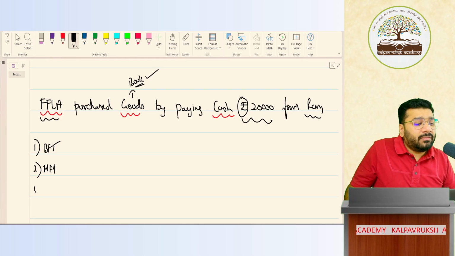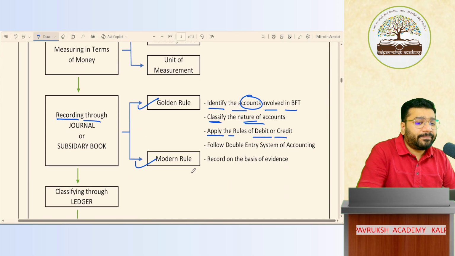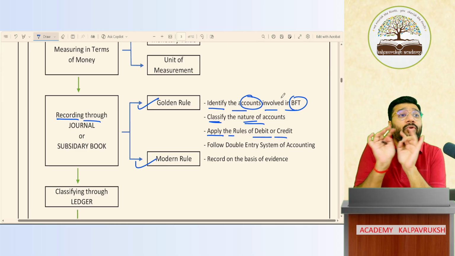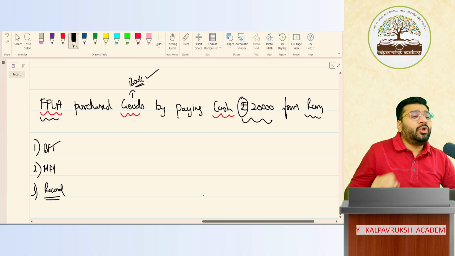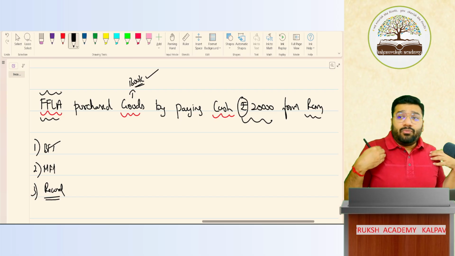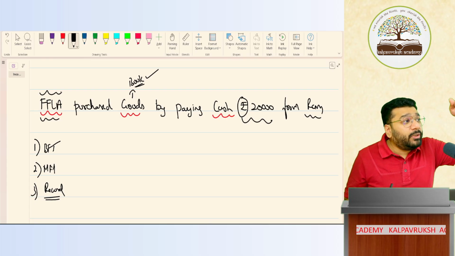Okay. Third, now record through journal. In this step, what are we supposed to check? In the BFT, you identify which account you want to record, which account you want to capture. Tell me people, which account do you want to capture? If I open an account called FFLA, in my book I'm recording this. I'm accounting in the books of FFLA. Who's doing this accounting? FFLA.